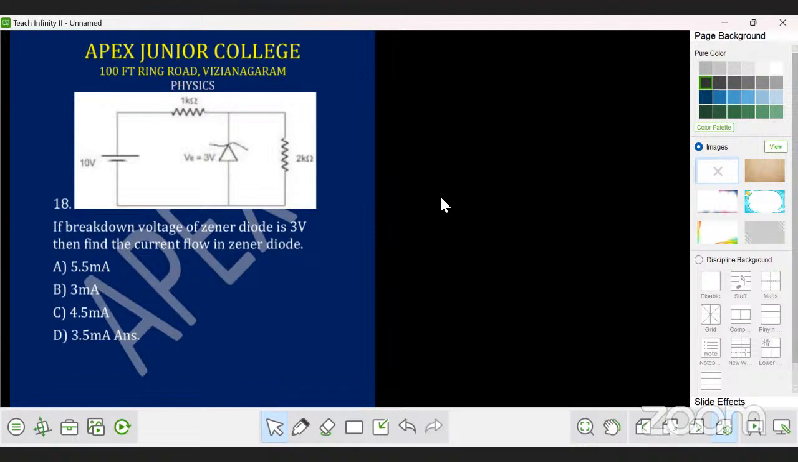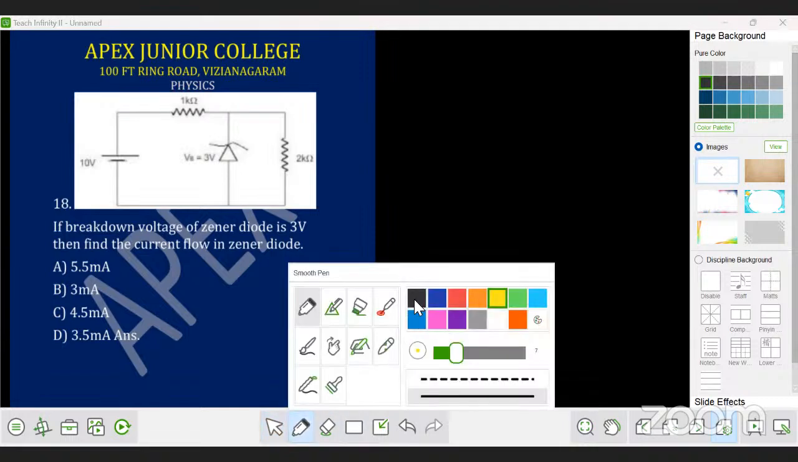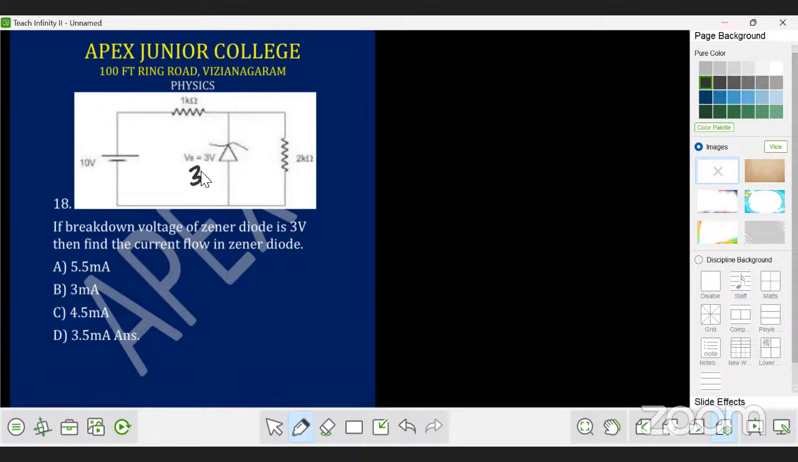So if the breakdown voltage of the Zener diode is 3 volt, some values are given. This is given. Here the voltage at the Zener diode is given as 3 volt. Here it is given 1000 ohm. Here it is given 2000 ohm. Okay.